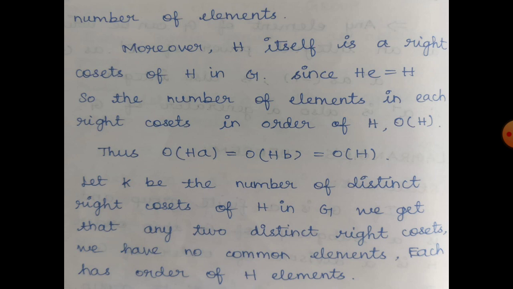In the next step, we have to consider distinct right cosets of H. So for that number, we consider K. Let K be the number of distinct right cosets of H in G. We get that any two distinct right cosets have no common elements. Already I told you HA and HB have the same number of elements but not the same elements. The same concept we use here. Any two distinct right cosets have no common elements, but each has order of H elements, since order of HA is equal to order of HB.